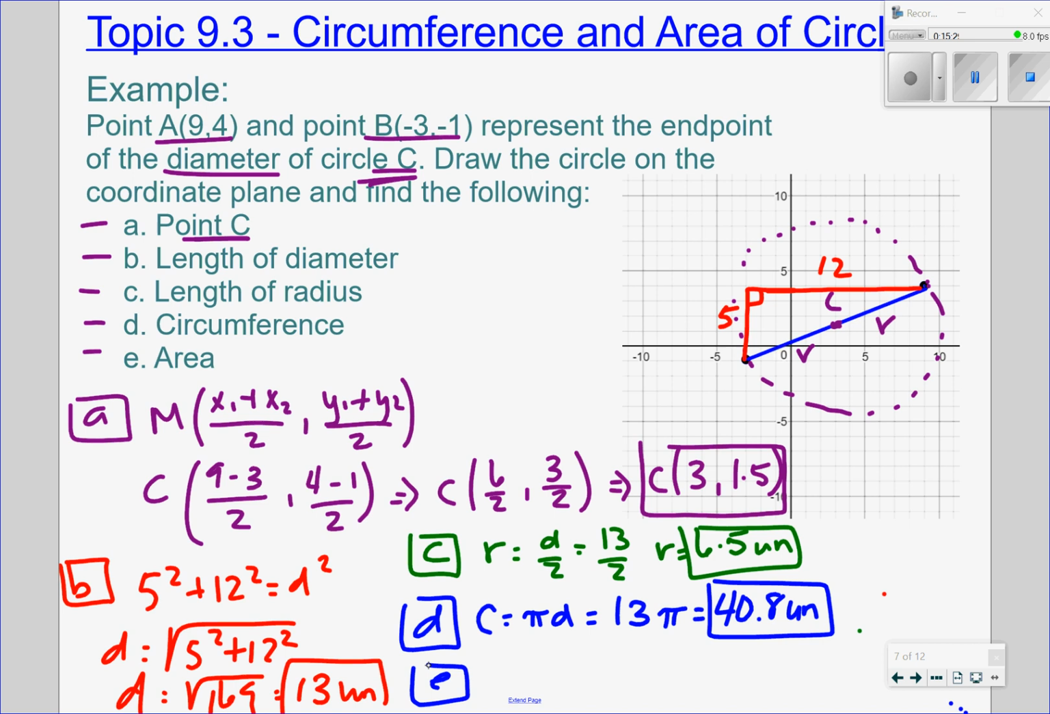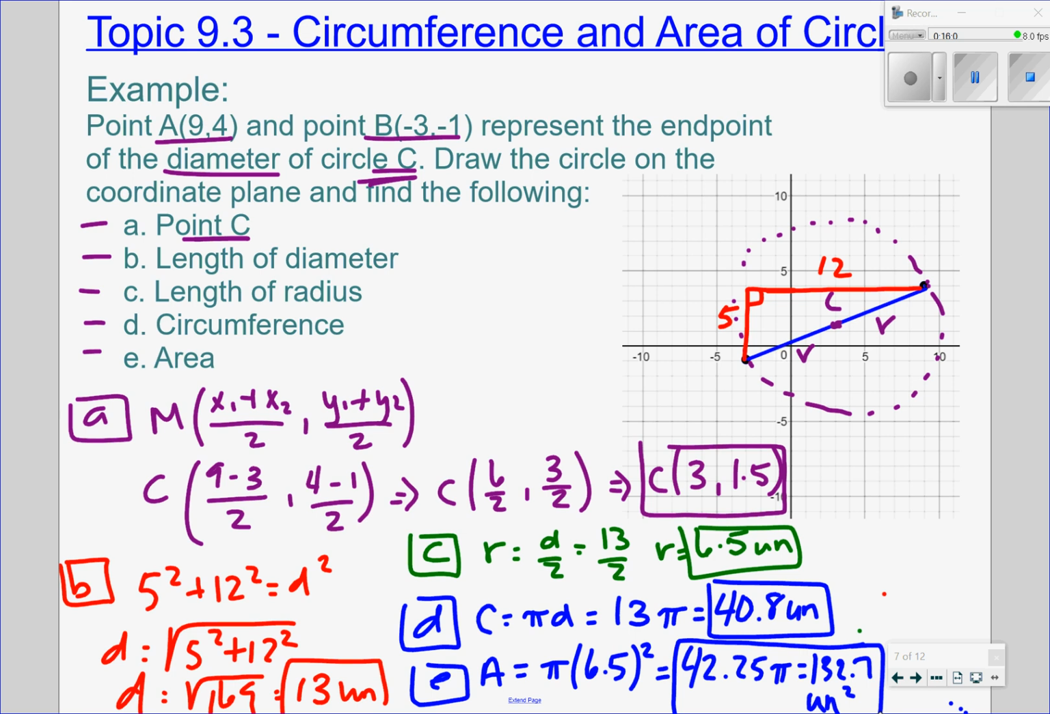And then finally for part E, area is equal to pi times our radius squared, 6.5 squared. So we get here 42.25 pi. And if you put that in your calculator, you get 132.7, and this would be square units. Both of these answers would be acceptable.